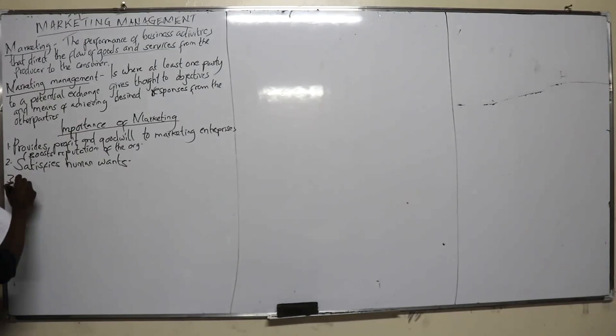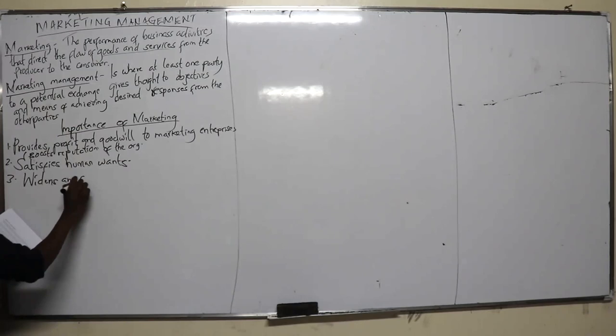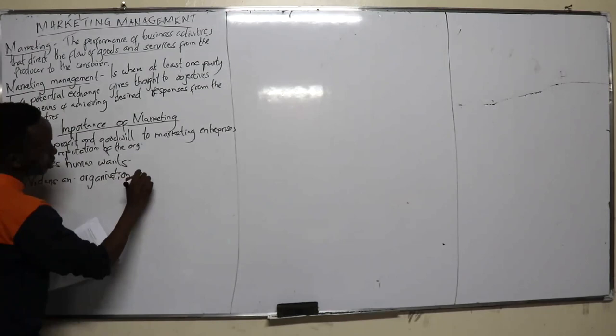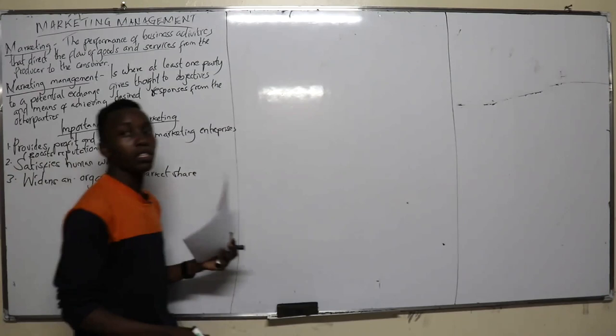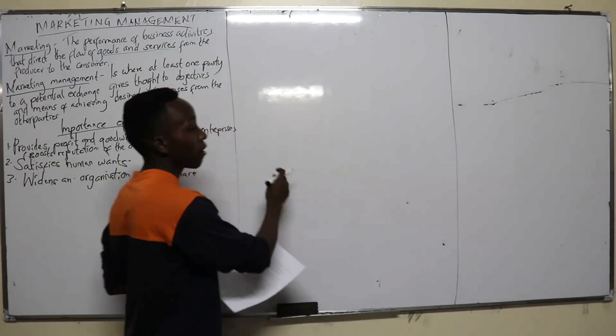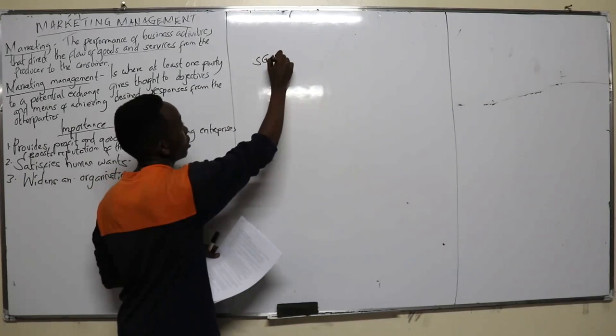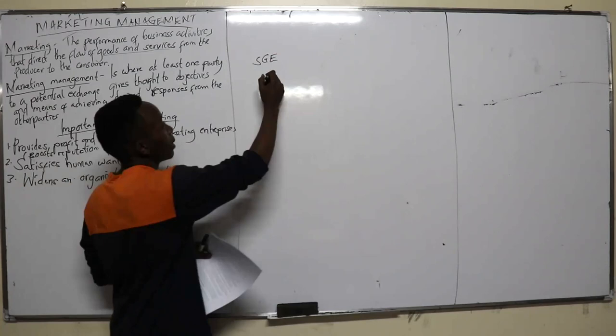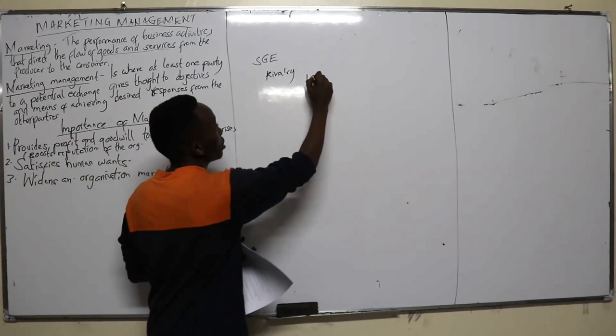And then also, marketing widens an organization's market share. What this means is, if you undertake marketing, you'll get into new markets that you can actually utilize or capitalize on the viable opportunities. One of the ways that we used to study in the previous unit, known as the SGE. So in the case that you find out that you're in a market that is filled with rivalry, there is this matrix that you can utilize that we know of as the Ansoff matrix.